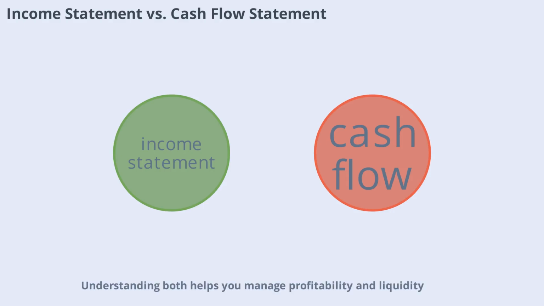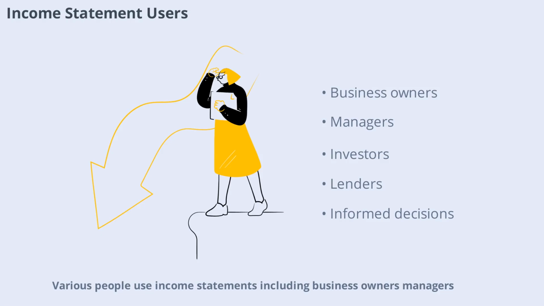Understanding both helps you manage profitability and liquidity. Use them together for better financial management. Various people use income statements, including business owners, managers, investors, and lenders. Each group looks for different insights, such as profitability, expense control, or investment potential. Preparing a clear and accurate income statement ensures all users can make informed decisions based on your business's financial performance.